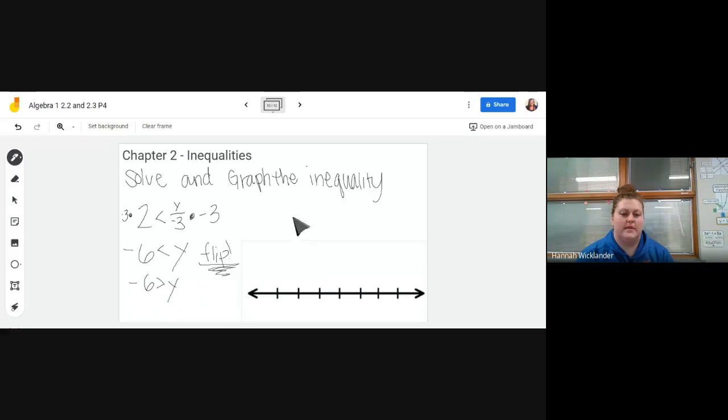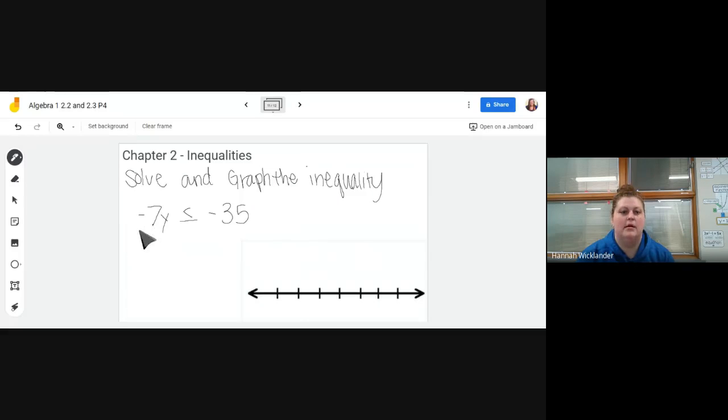Now I want it to be that y is on the left side. Just like that. So I'll do -6, -5, -4, and so on. Open circle on -6. Arrow. So I'm flipping it because I've used a negative here. And then I also turned it around so the y was on the left side.